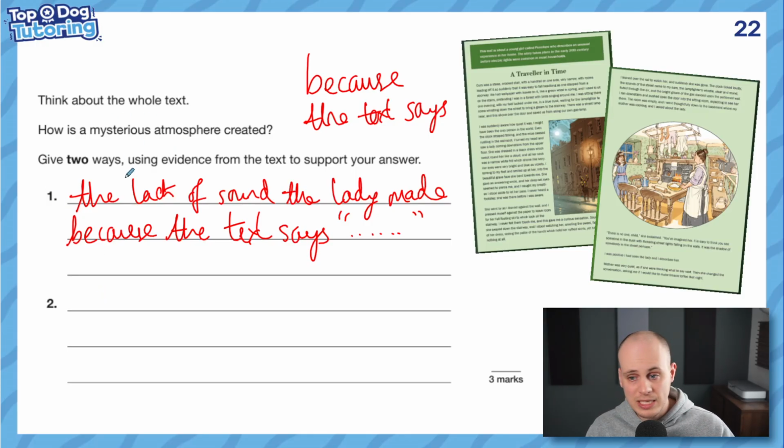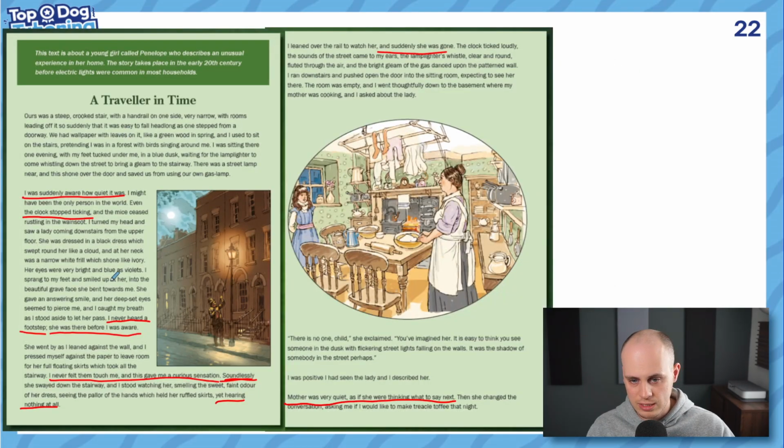So let's think of another piece of evidence now, just for the sake of it, to show that a mysterious atmosphere is created. So we've got the silence thing. I don't know. Maybe this one here. Perhaps I could say it's mysterious that the mother didn't want to say anything about it. So mother's reaction was a bit mysterious. And my evidence would be that mother was very quiet, as if she was thinking about what to say next. That would be my evidence. Okay? So anyway, I could write that down, but you get the idea.